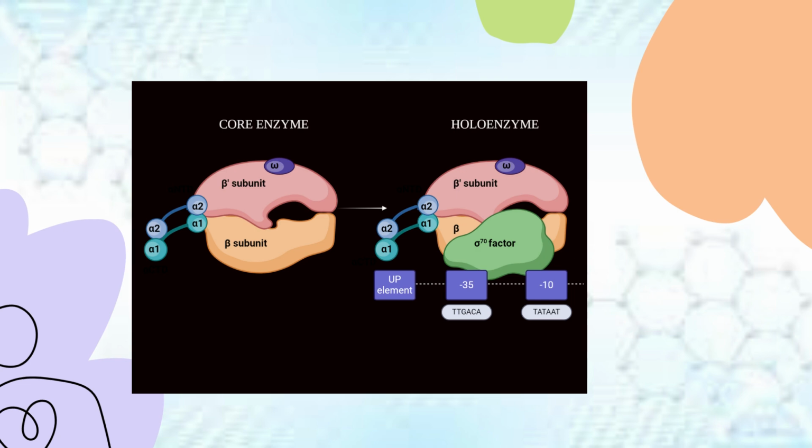For the last subunit, the beta prime, it binds to the DNA. This avoids the enzyme going away, so it holds on to the DNA as it is moving and doing its role as the enzyme for transcription.